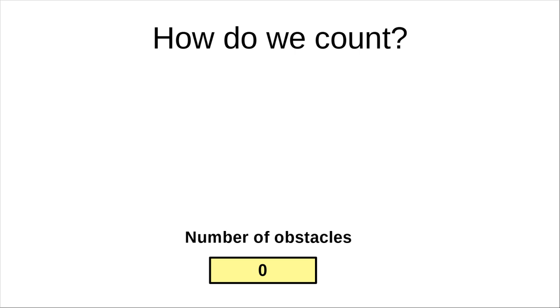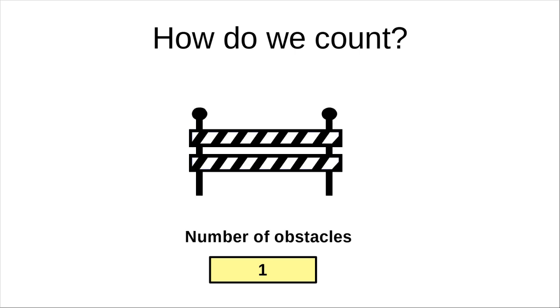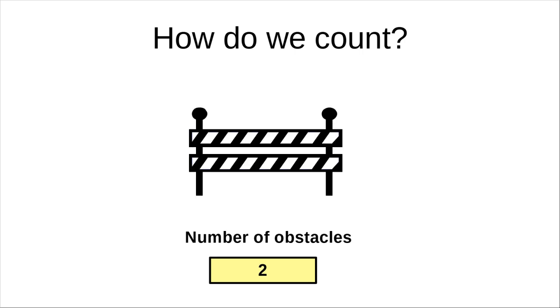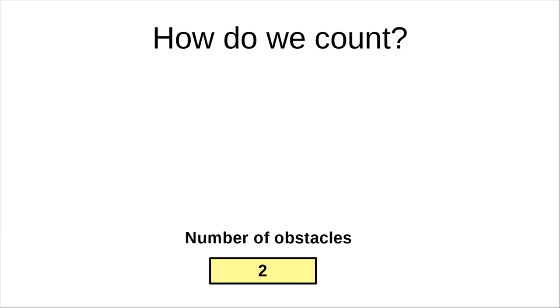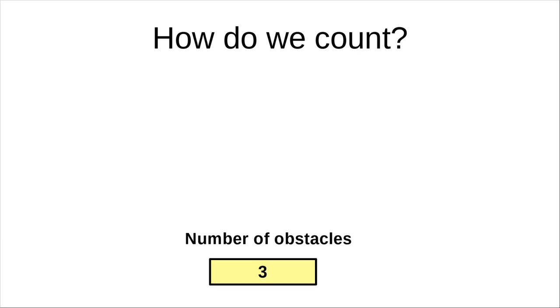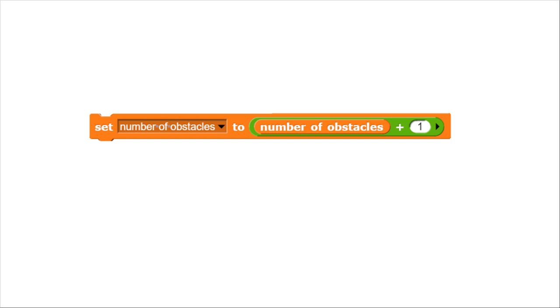Let us now return to our problem. Our task is to count the number of obstacles, and the word count is very important. How do we count? Obviously, we need to increase the number of detected obstacles by 1 each time a new obstacle appears. We can do this through this command, where the new value of the variable is set to be equal to the previous value of the variable, plus 1.